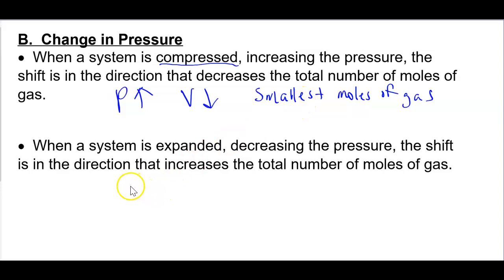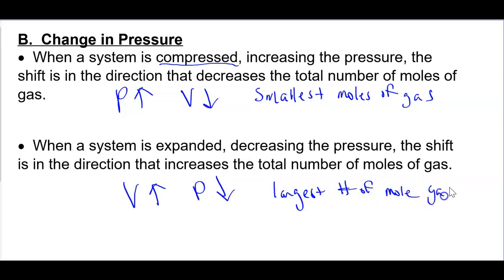All right. Inversely, when you expand something, so increase volume, your pressure is going to go down. And you're going to shift towards the side that has the greater number of moles of gas. So make sure they're gas. Remember, for the most part, this whole unit, we're ignoring anything that's in the solid or liquid phase. So let's do some practice on that next.